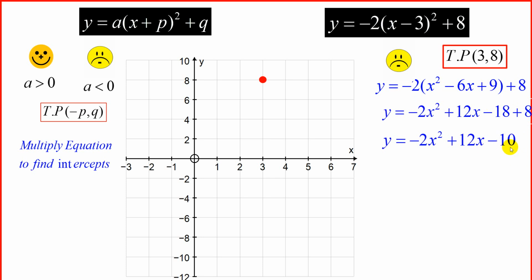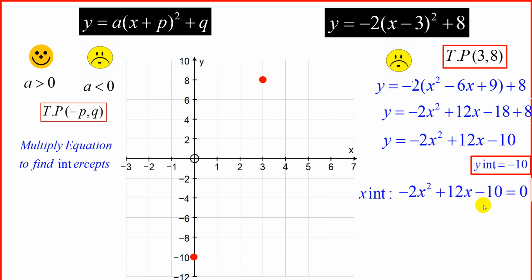So you'll notice that your y-intercept is minus 10. Our y-intercept can be found quite easily. We can let x be 0, or take it as the constant, negative 10. To find the x-intercepts, that's a little more challenging. We've got to let y be equal to 0.